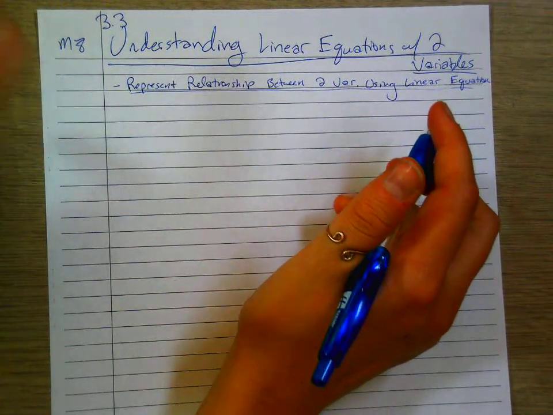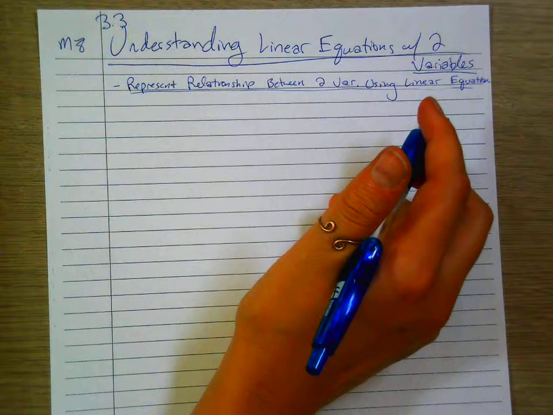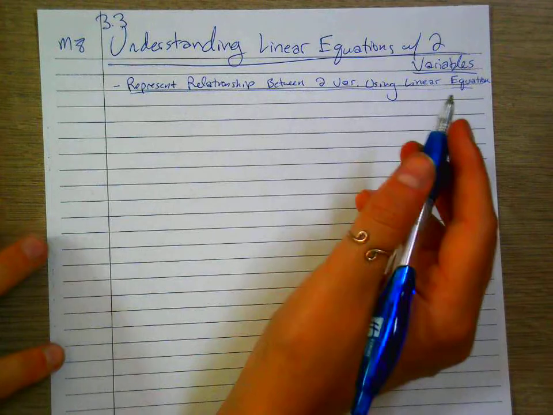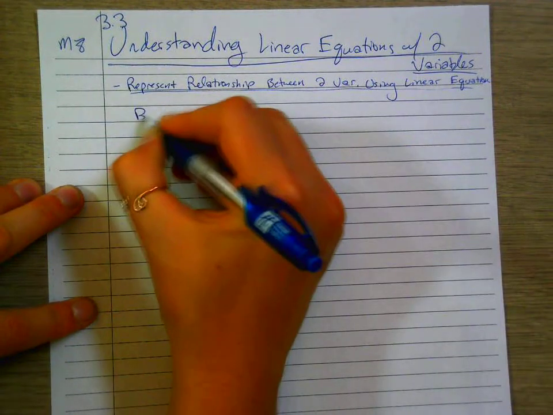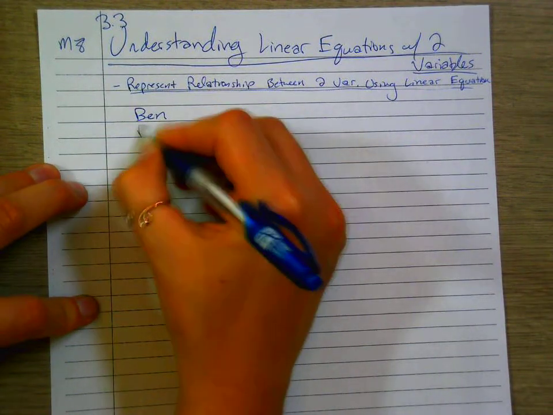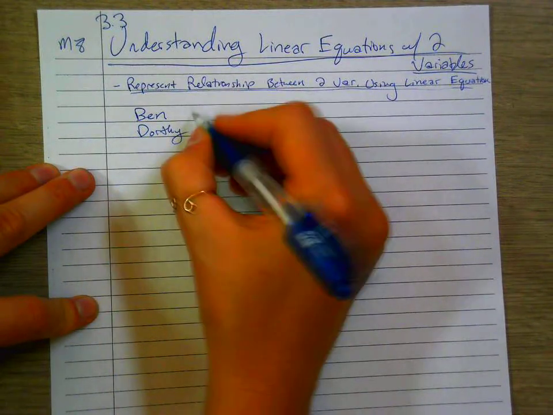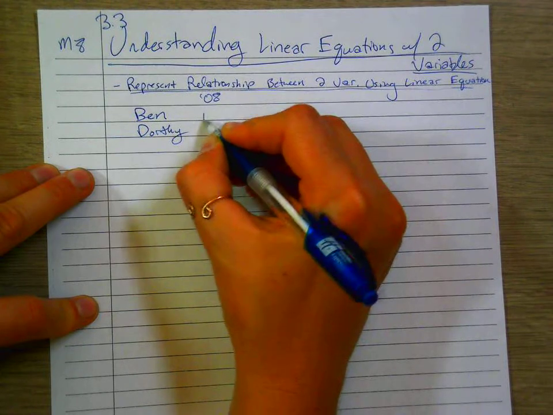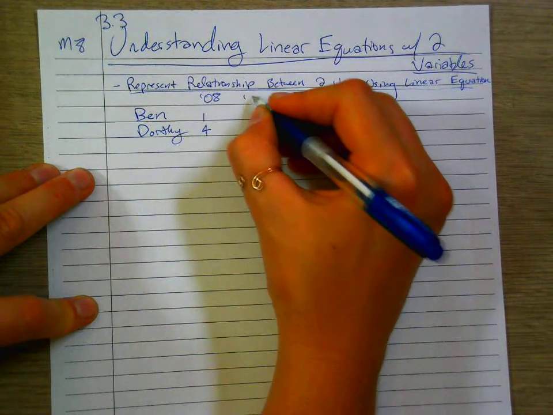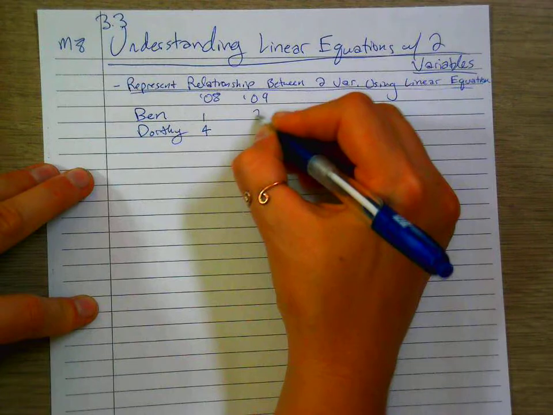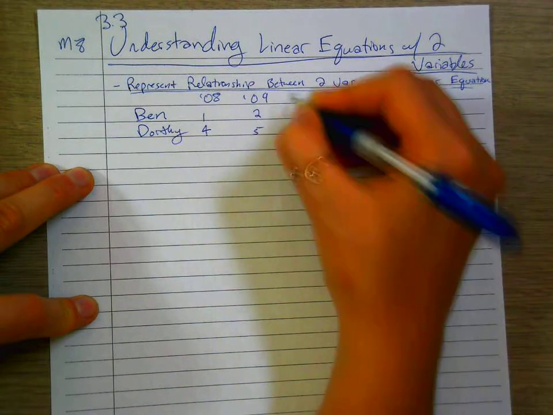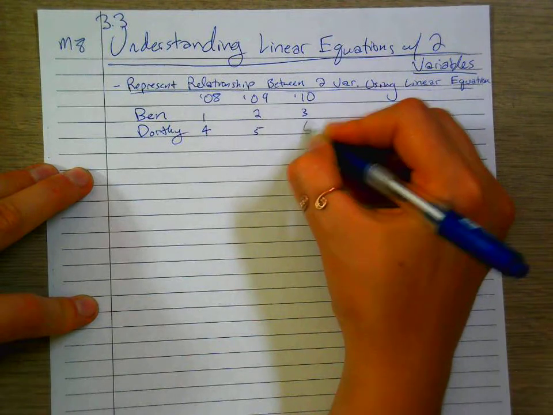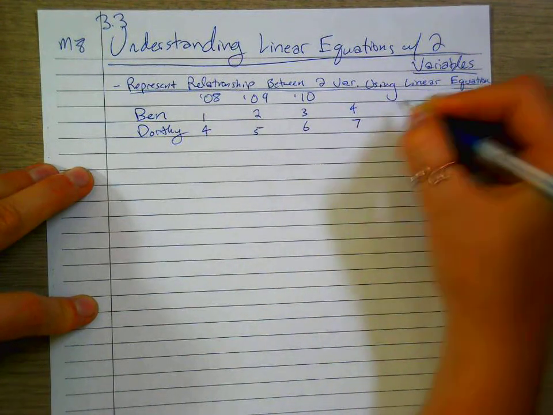From the book, it says, Dorothy has a younger brother, Benjamin. This table shows their ages over 5 years. Well, remember, their ages are always going to stay the same difference throughout those years. So we'll have Ben and Dorothy. In 08, Ben is 1, therefore Dorothy is 4. In 09, Ben is 2, therefore Dorothy is 5. In 10, it's 3 and 6, 4 and 7, 5 and 8.